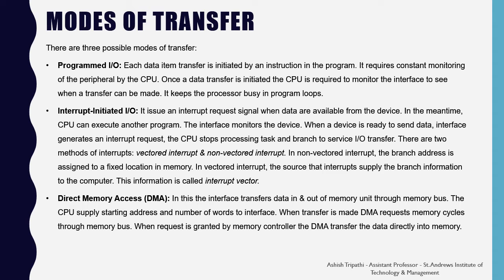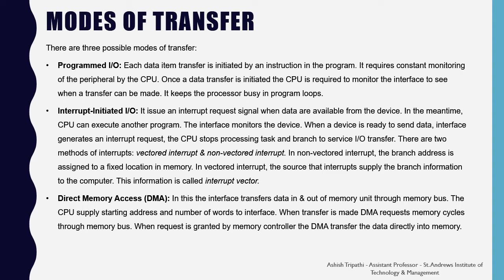The second mode of transfer is interrupt initiated input output. In this, the interface issues an interrupt request signal when the data are available from the device. In the meantime, the CPU can execute another program. The interface monitors the device. When a device is ready to send the data, the interface generates an interrupt request. The CPU stops processing the task and branches to service the input-output transfer.